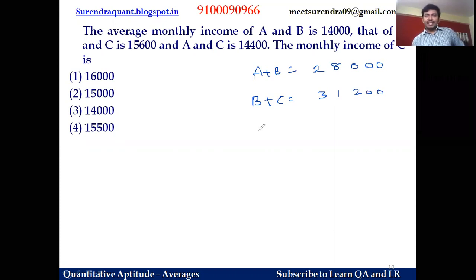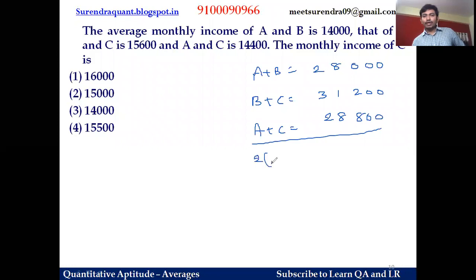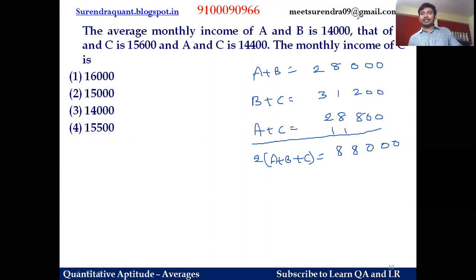What about the A and C average? A and C average is 14,400. The sum is 28,800. So friends, if I take the sum of all these three, 2 times A plus B plus C is the sum, which is how much? This is 0, this is 0, this is 0, 16 plus 2, 18, and this is 5 plus 3, 8. So 2 times A plus B plus C, we got it as 88,000. Then what is A plus B plus C? So send the 2 to the right side. So 88,000 by 2, that is 44,000.